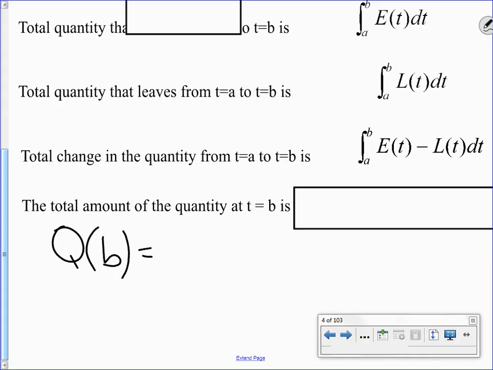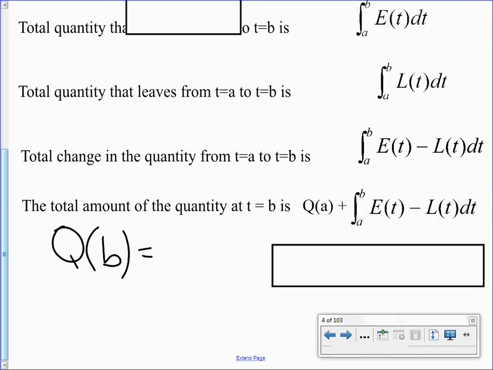Almost. What was the very first thing you said? Equals. Well, what's your starting value? What's the one that you're given? Look way up in the given stuff. Yeah. If you want to know the quantity at time B, you'd want to take the quantity at time A, which has to be given to you, right? Or you'd be stuck. If all you had was the rate in and rate out, you'd be stuck. And then you'd want to add the total change in the quantity, which is what you get by integrating rate in minus rate out.